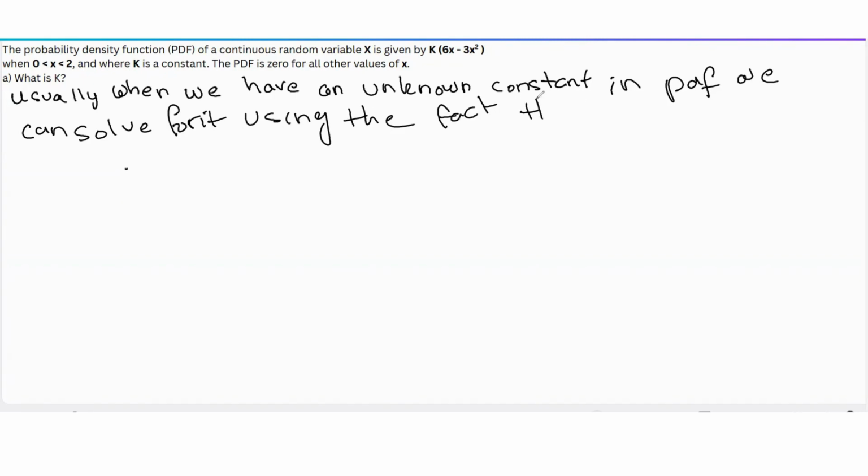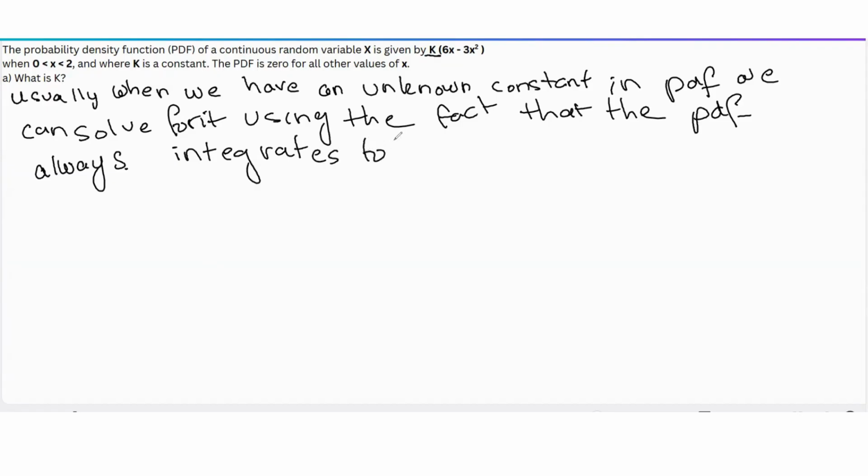the fact that the PDF always integrates to 1. We know a valid PDF always integrates to 1. So whenever you have an unknown constant in a PDF, like in this case we have k, you can solve for it using the fact that any valid PDF always integrates to 1. So you can use this property of a valid PDF.